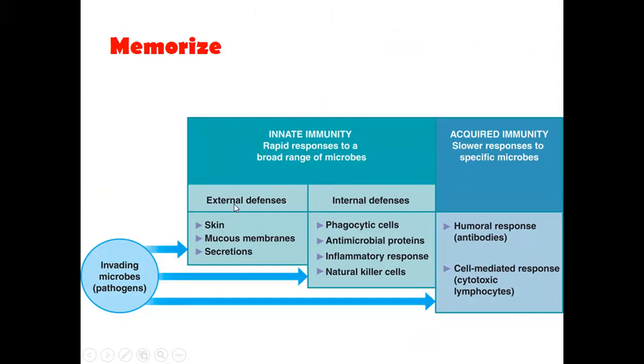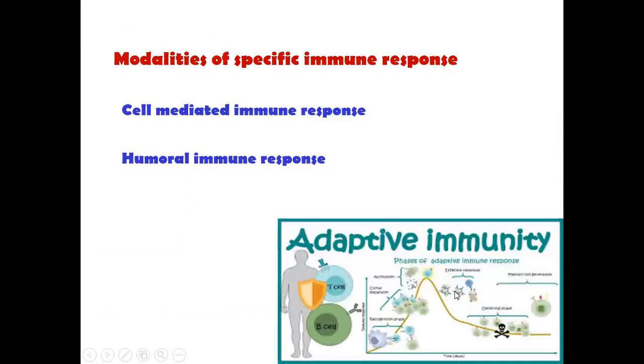specific microbe. For example, in case of innate, there is external defense and internal defense. External is by skin, mucous membrane, and secretions, and internal is by phagocytes, antimicrobial proteins, inflammatory response, and natural killer cells. In case of acquired immunity, there is a humoral response by antibody and a cell-mediated response by cytotoxic lymphocytes.